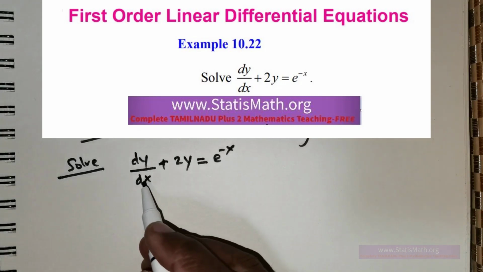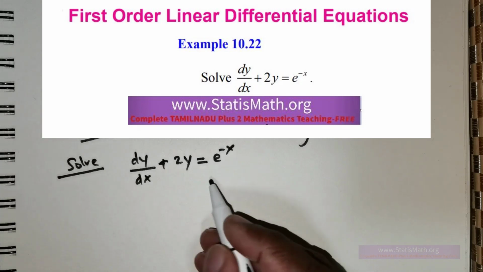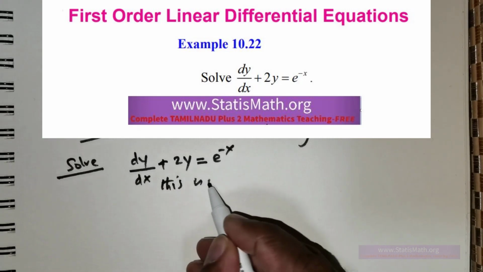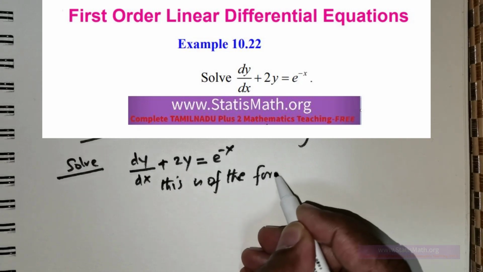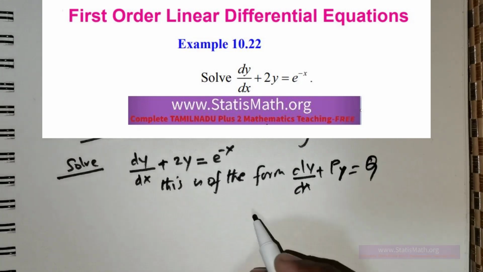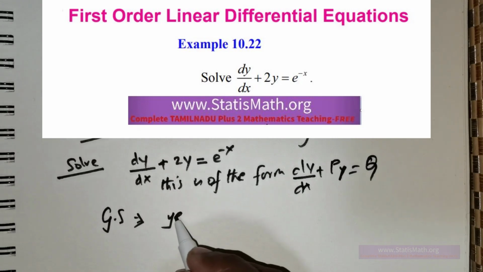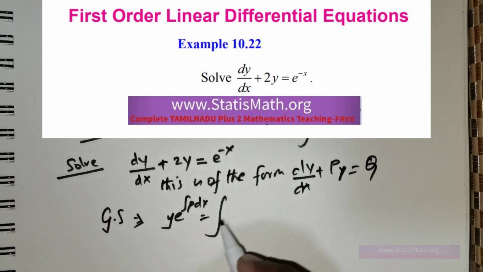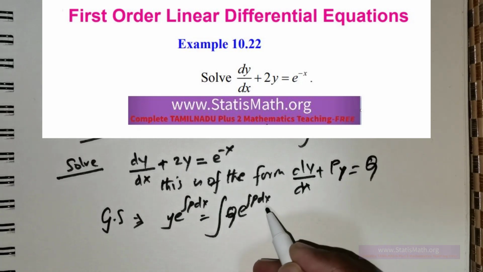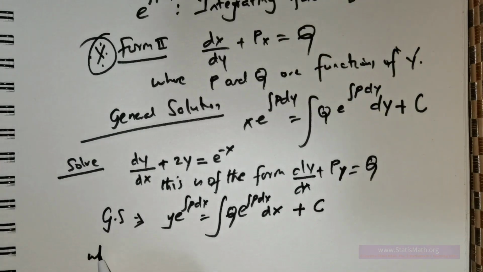So we are asked to solve dy/dx + 2y = e^(-x). This is of the form dy/dx + p·y = q. The general solution will be of the form y·e^(∫p dx) = ∫ q·e^(∫p dx) dx + c, where c is an arbitrary constant, and e^(∫p dx) is the integrating factor.